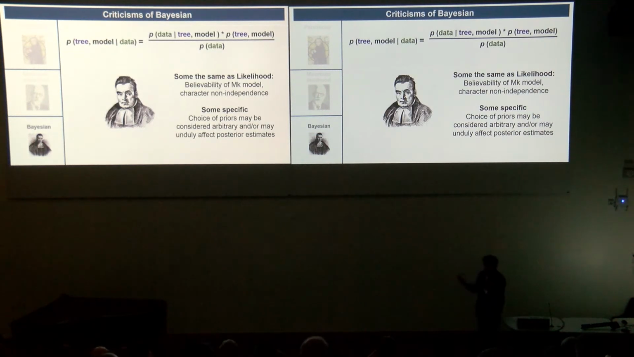So this shares some weaknesses that maximum likelihood may also have, in terms of it uses the MK model. It also has some which are specific to it, such as we need to set these priors, which may be completely arbitrary and or have effects on our posterior estimates that we don't want.